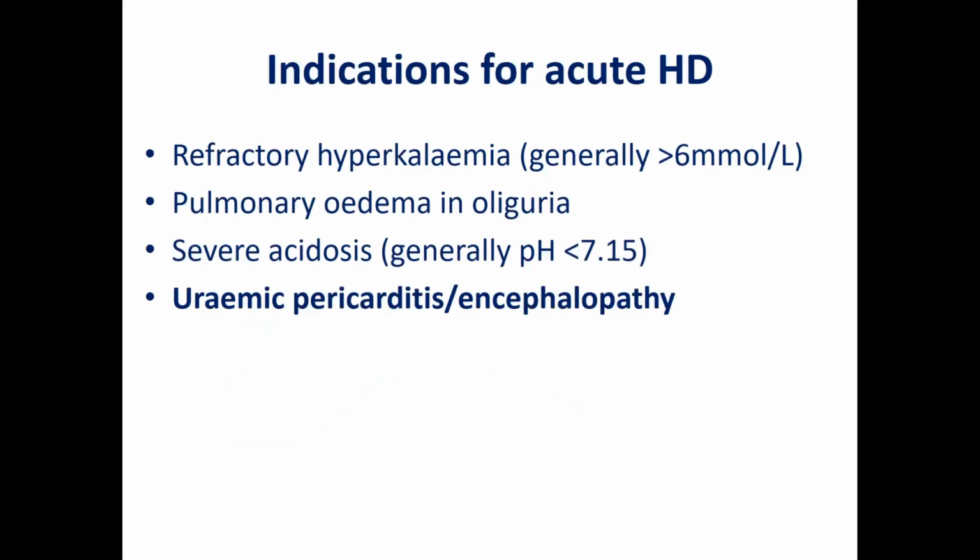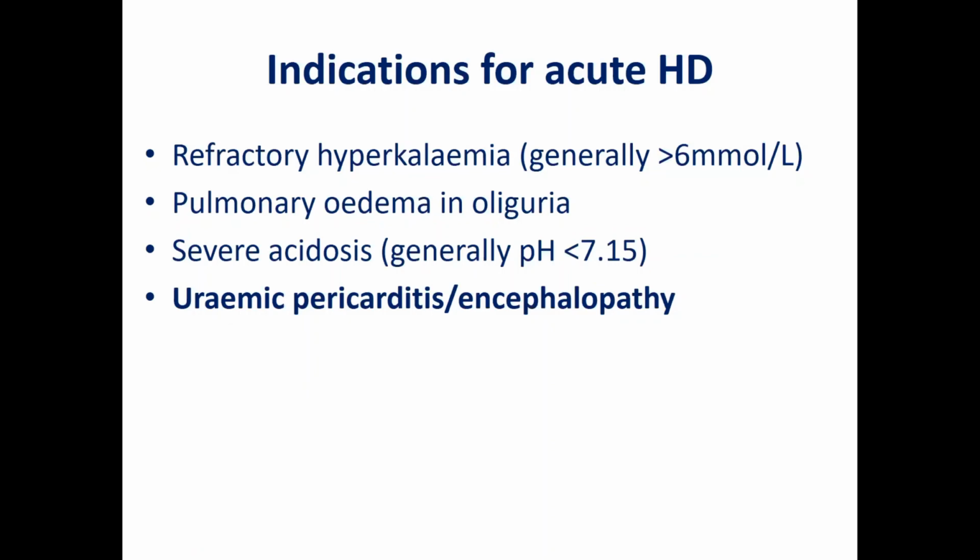So what does this person need? They need dialysis. And what would be the indications? I've put HD here for hemodialysis. What would be the indications for acute hemodialysis? Well, again, these haven't really changed since you were probably in medical school. It's refractory hyperkalemia. So if you're generally a potassium greater than 6, and that's despite repeated medical treatment. If someone is now in pulmonary edema and they're oliguric, they're not passing much urine, because that means we can't give them diuretics to try and get rid of the fluid.